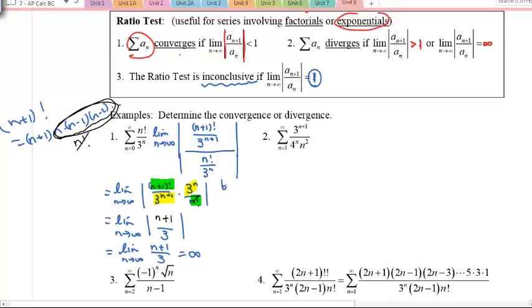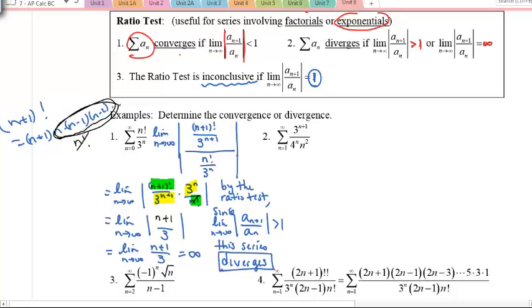And then I'll say, by the ratio test, since the limit as n approaches infinity of the absolute value of the comparison of the two terms is bigger than 1, this series diverges. And there we go. Okay.